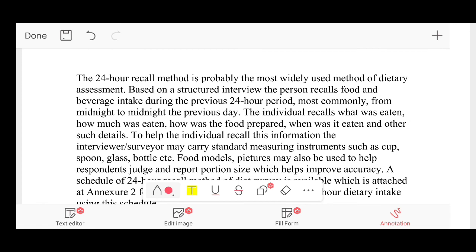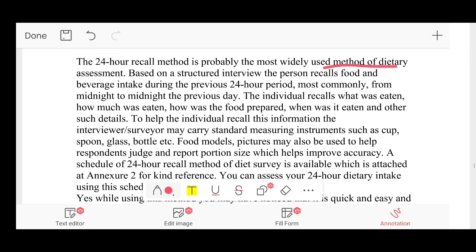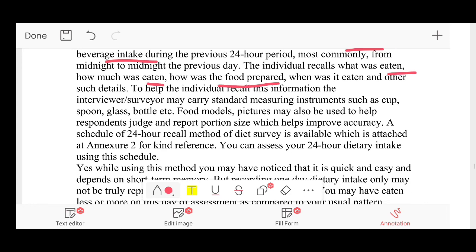The 24-hour recall method is probably the most widely used method of dietary assessment. Based on a structured interview, the person recalls food and beverage intake during the previous 24 hours. Means if there is any infection or illness from food, we can do the 24-hour recall survey, so that we can understand whatever the patient had taken before being ill. The individual recalls what was eaten, how much was eaten, and how the food was prepared. All these things will come out after that survey.